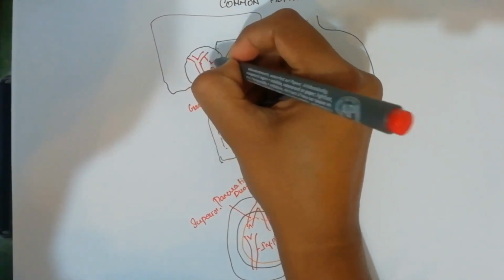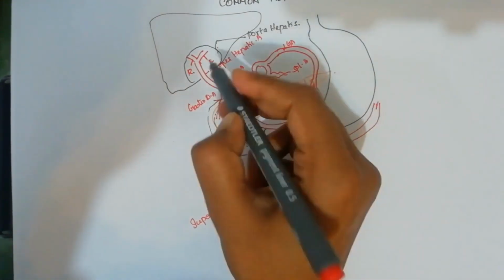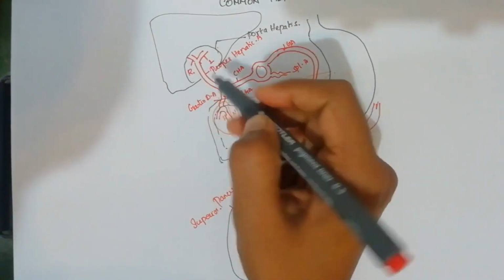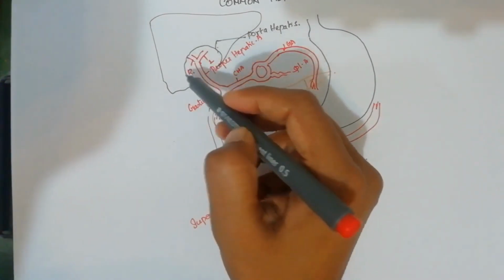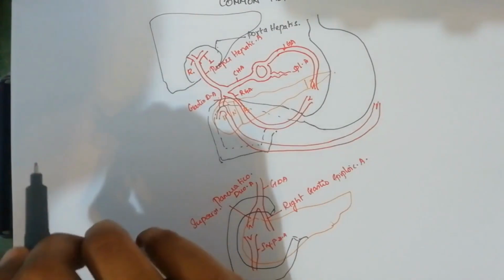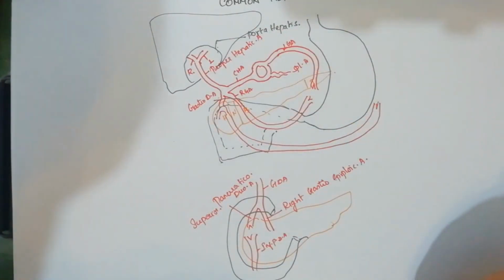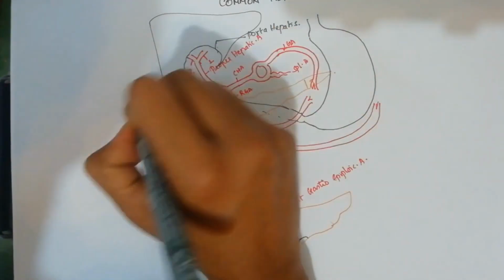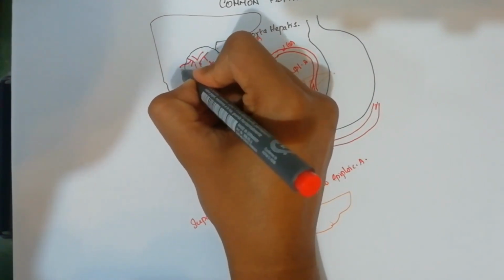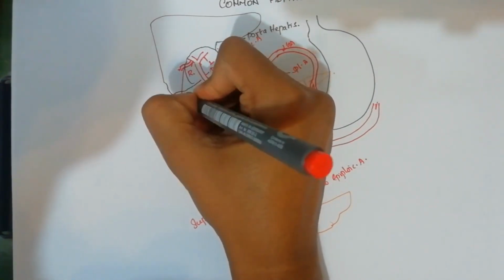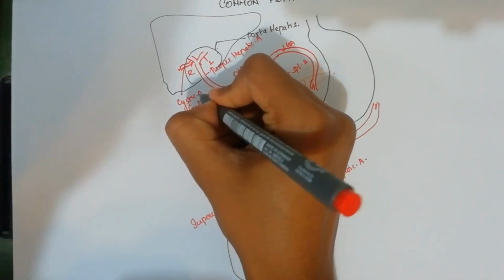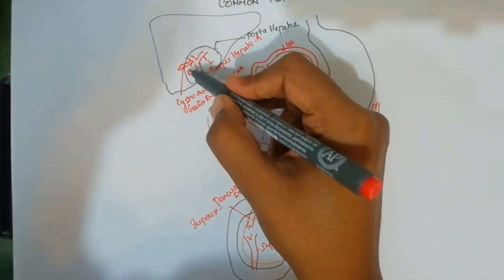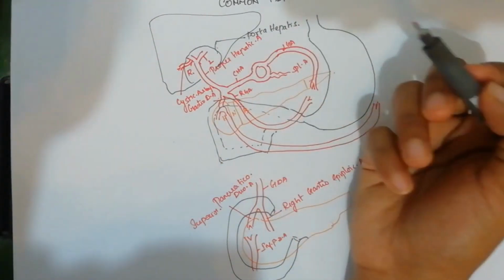Near the porta hepatis, the proper hepatic artery is going to divide into two branches, that is the left branch and right branch of the proper hepatic artery. So the proper hepatic artery will again divide into right and left branch, and these are going to enter inside the liver to supply the tissue of the liver. And the right hepatic artery, or right branch of the proper hepatic artery, gives another branch for the gallbladder, which we will call the cystic artery. So the cystic artery is a branch coming from the right branch of the proper hepatic artery.